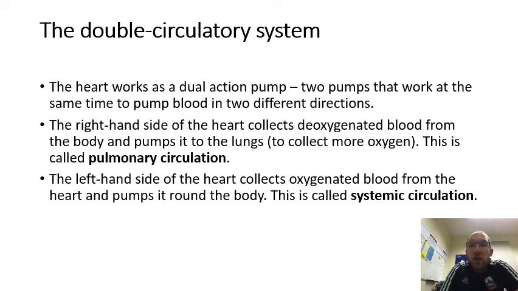The double circulatory system. The heart works as a dual action pump. Two pumps that work at the same time to pump blood in two different directions. The right-hand side of the heart collects deoxygenated blood from the body and pumps it to the lungs to collect more oxygen. This is called pulmonary circulation.